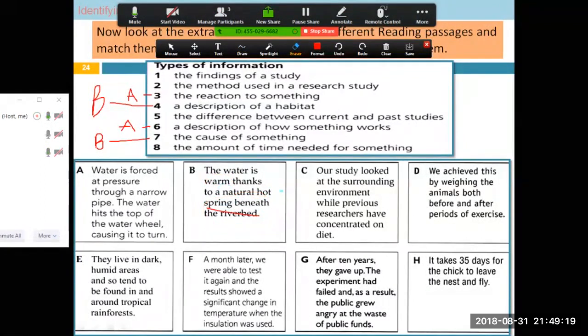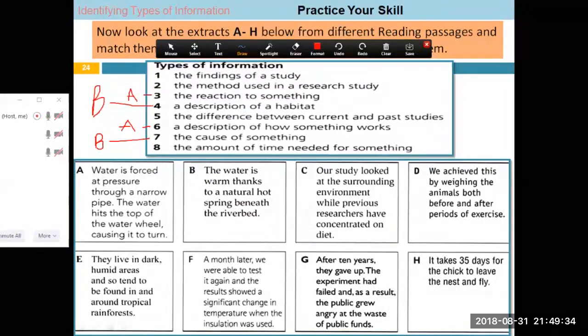So now let's read number C here. Our study looked at the surrounding environment while previous researchers have concentrated on diet. Okay, 5, the difference between current and past studies.